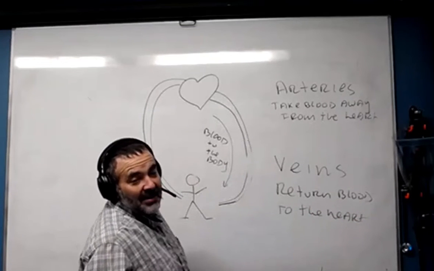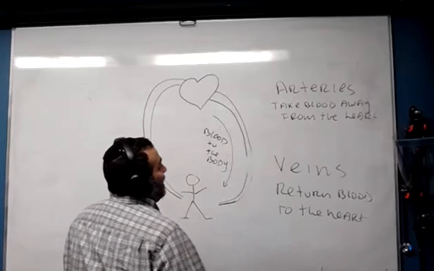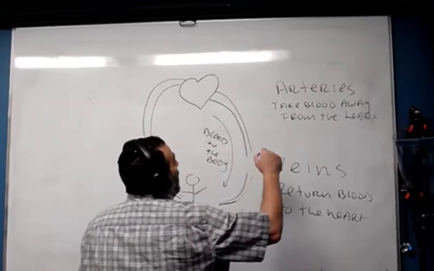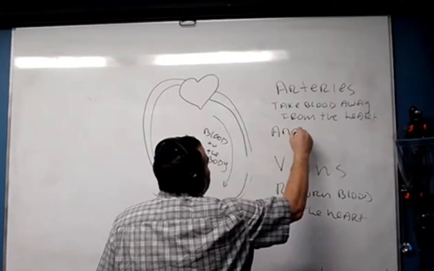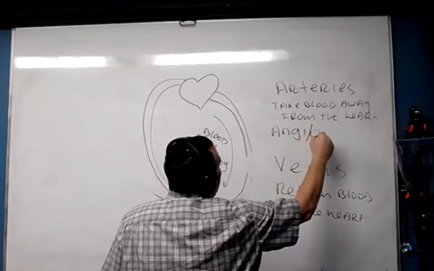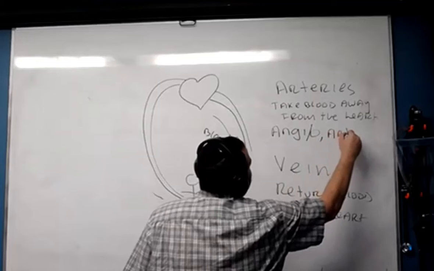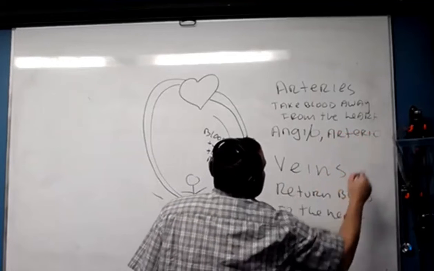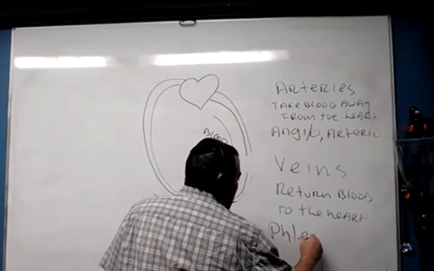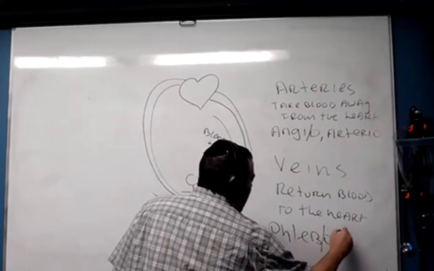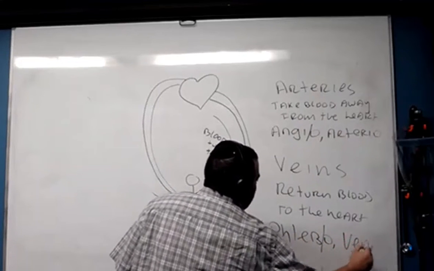Arteries carry blood away from the heart, and veins return blood to the heart. And why am I telling you this? Well, because, my friends, there are medical terms for arteries and medical terms for veins. The medical terms for arteries would be angio and arterio. And veins would be phlebo and veno.